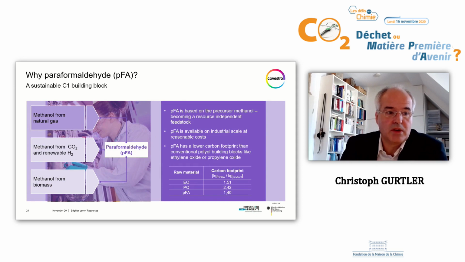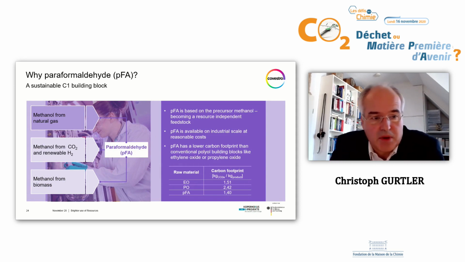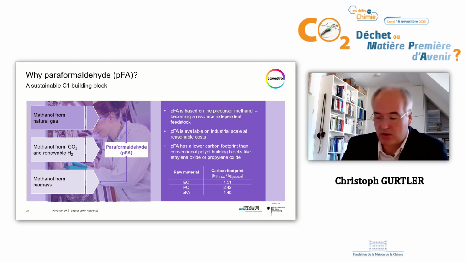And why are we doing this? We always end up at this very building block, paraformaldehyde, that is accessible as of today from natural gas, but could be accessible from CO2 and renewable hydrogen, and also from biomass. And if we compare paraformaldehyde as a building block for polymers to both propylene oxide and ethylene oxide, it is lower in carbon footprint and it is renewable. And this is why we try to take advantage of that.